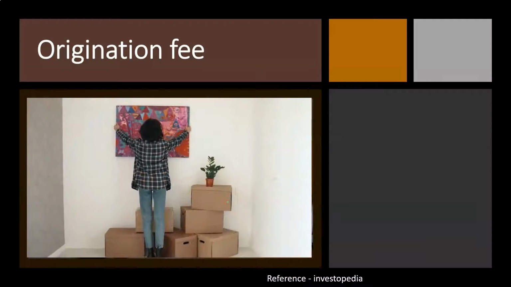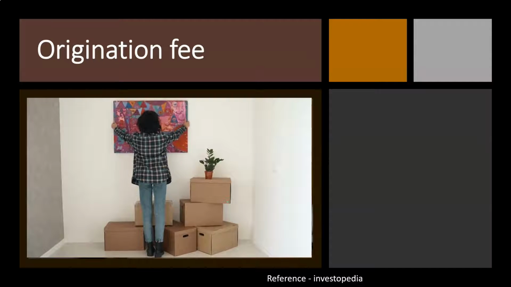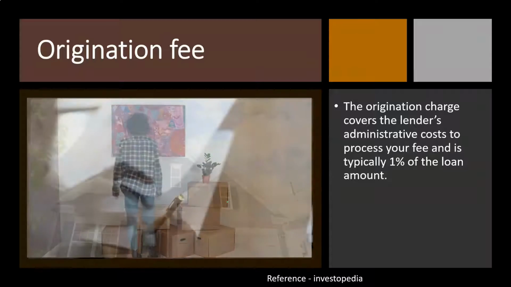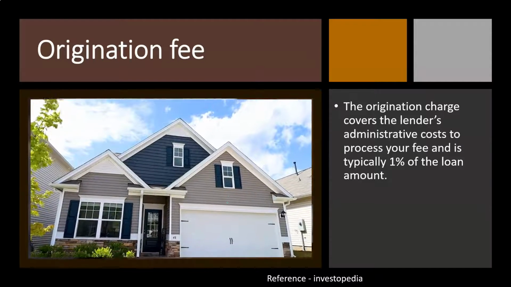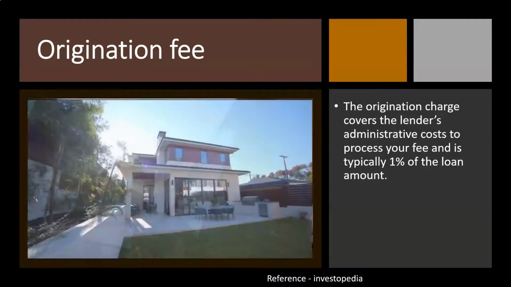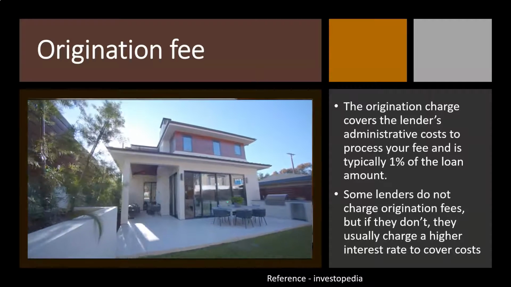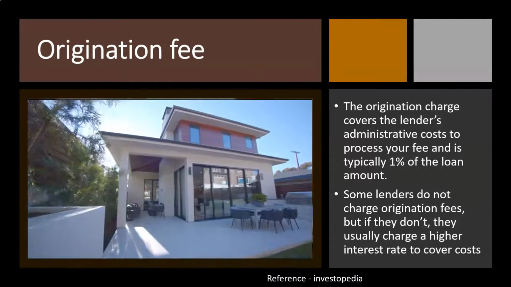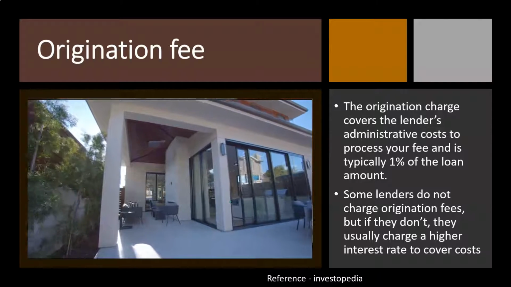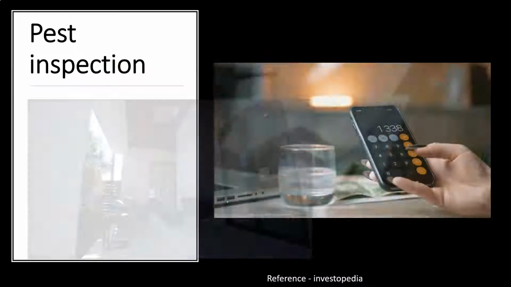So we'll go over the second half of that list in a bit more detail, taking a look at the origination fee. The origination charge covers the lender's administrative costs to process your loan and is typically 1% of the loan amount. So, processing fee. Some lenders do not charge origination fees, but if they don't, they usually charge a higher interest rate to cover costs.